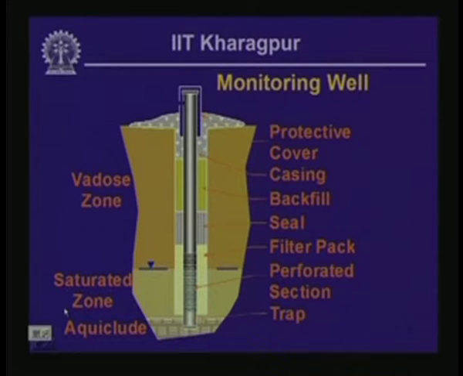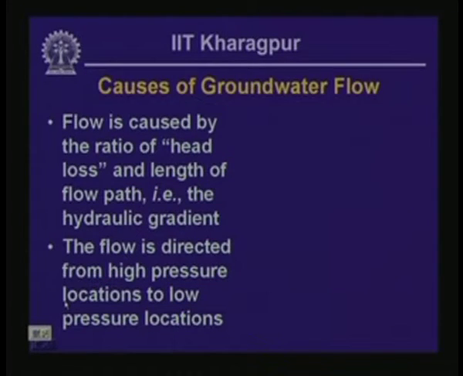Okay. So, then we would like to know what are the causes, or what are the driving factors that trigger groundwater flow. First of all, flow is caused by head loss, and length of flow is caused by the ratio of head loss to the length of the flow path, and this particular term is called the hydraulic gradient.